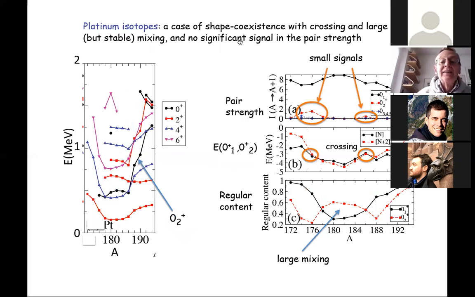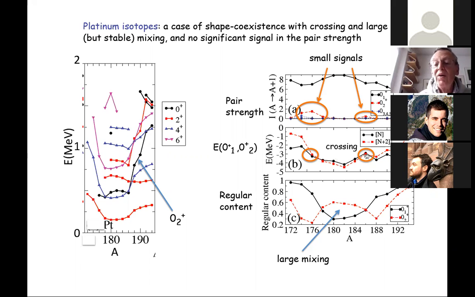Let's see another case, and this will honestly be the last one: platinum. Platinum is also a case in which you have shape coexistence. In this case, there is certainly mixing between the normal configuration and the intruder configuration. This is again our calculation with the IBM with the intruder configuration. If you look at the regular content of the ground and excited 0+ state, you can see that in a large fraction of the mass range, there is practically a 50-50 or large mixing between the two configurations.